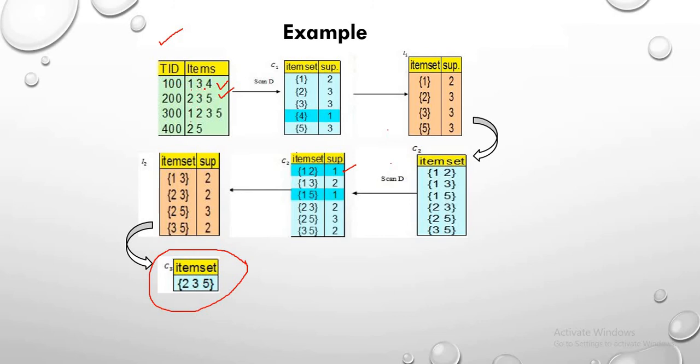1 3 4, it is 1 time. Okay, but you can see that 2 3 5 is 1 time, 2 3 5 is 2 times. So only this is going to give more support when you make it as a 3 combination. It is very easy, because we took only 4 transactions. To make you understand what the Apriori algorithm is, we took only 4 transactions.